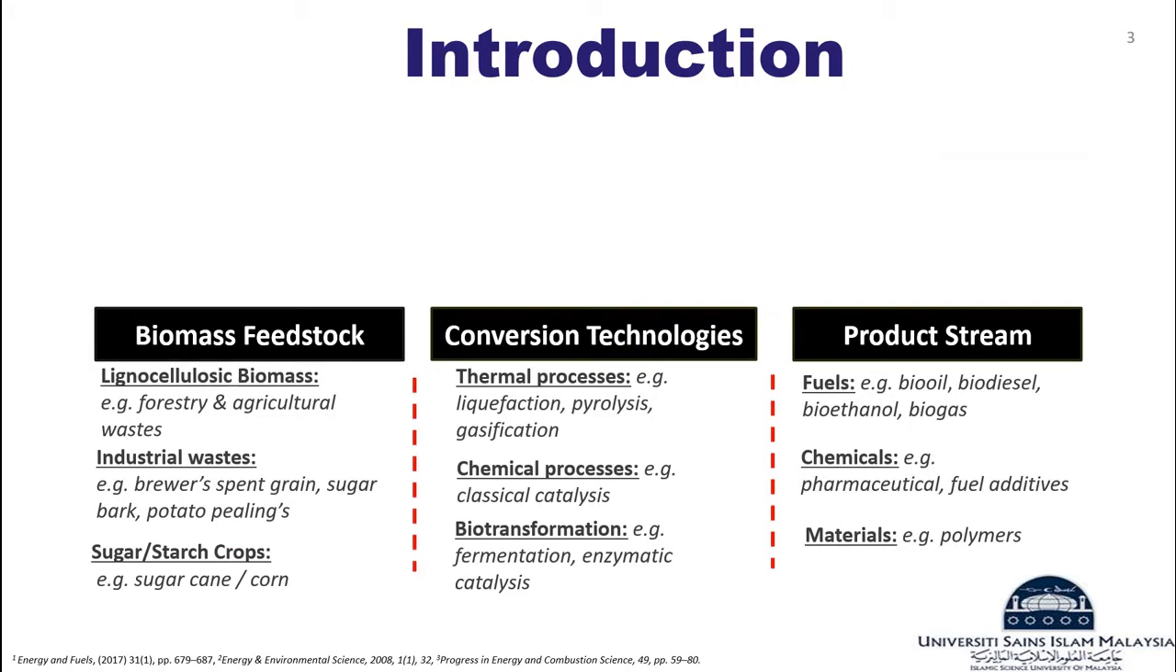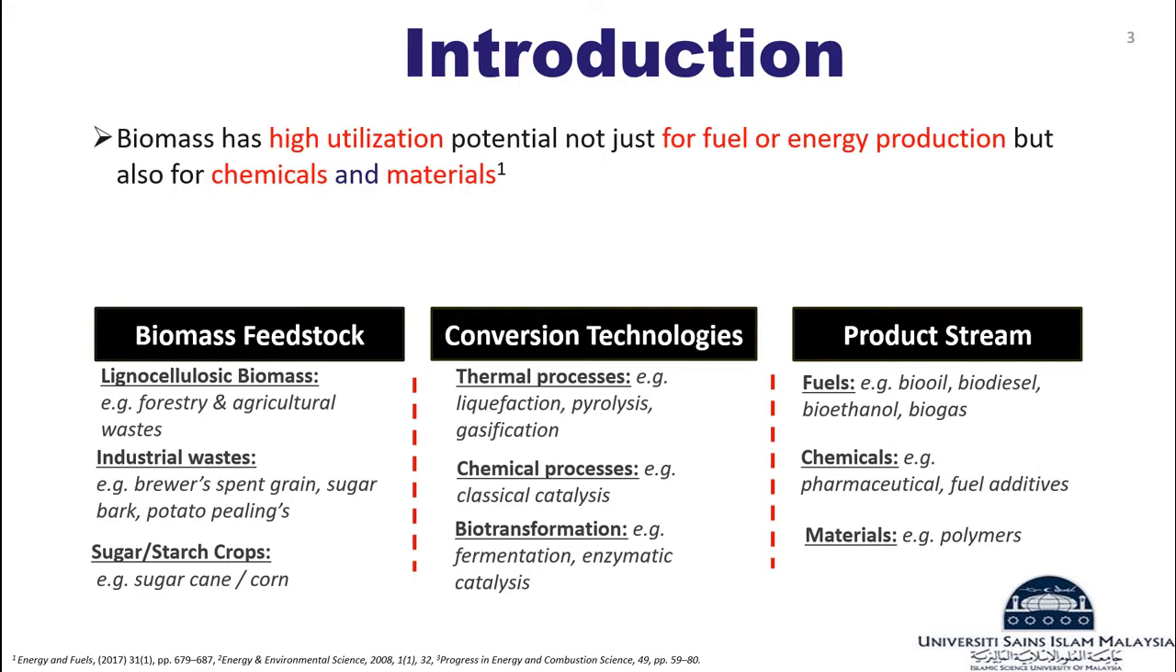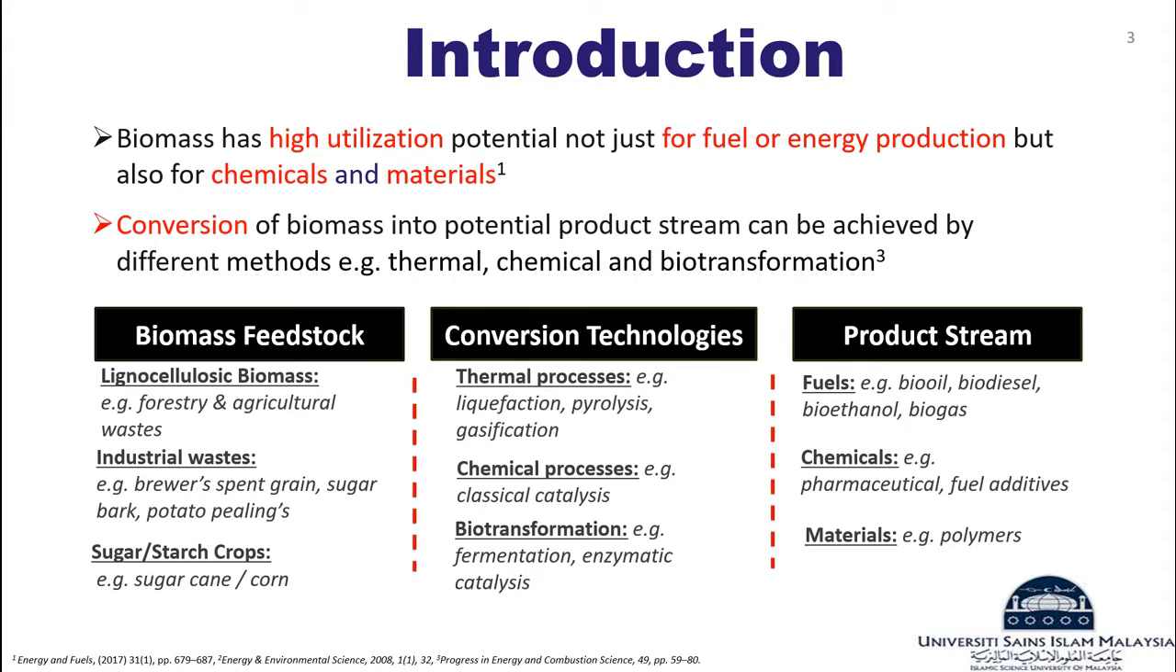For the introduction, to overcome the global crisis of fossil fuel depletion, researchers introduced alternative energy. Then, the term biomass became a trending word in solving the issue. Biomass can be used to produce fuel for energy, chemicals, and materials. Biomass feedstock can be converted into various products using thermal processes, chemical processes, and biotransformation.